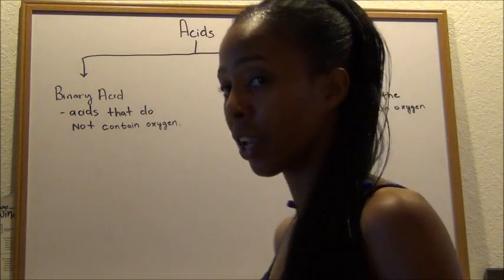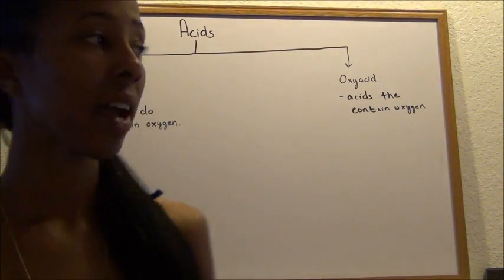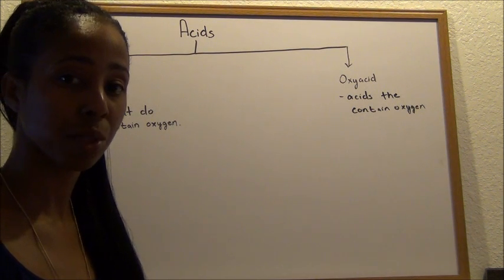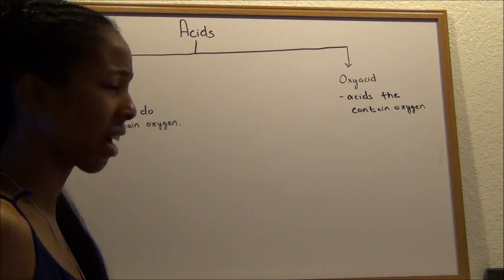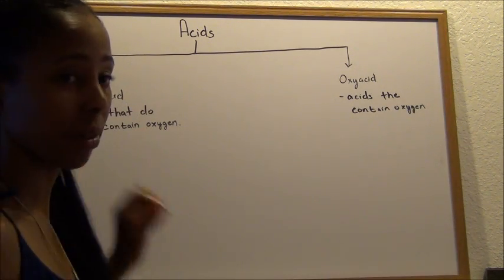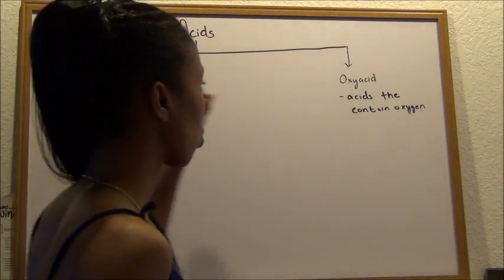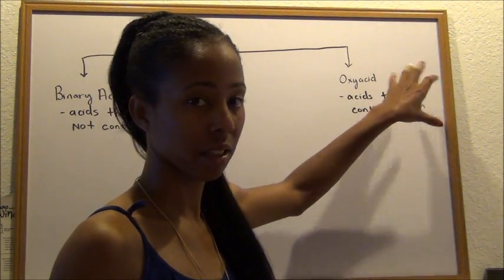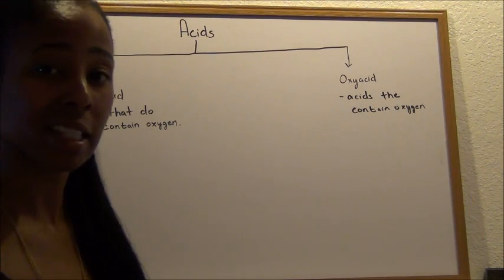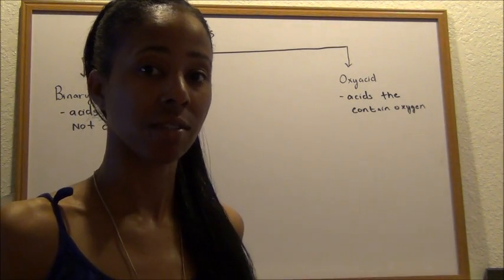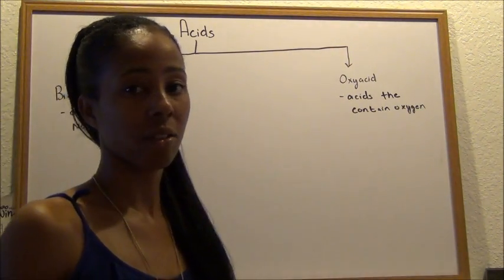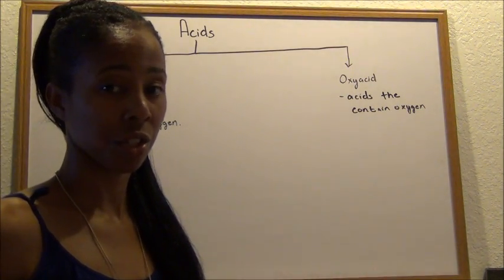Now, let's see how to name acids. We have two types of acids, and you have to be able to differentiate between the two, because this will tell you how to name the acids. We have a binary acid, and we also have an oxyacid. Binary acids are just acids that do not contain oxygen, and oxyacids are acids that contain oxygen.